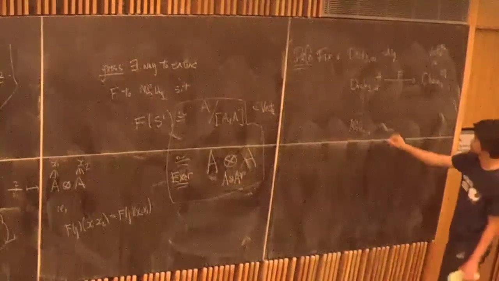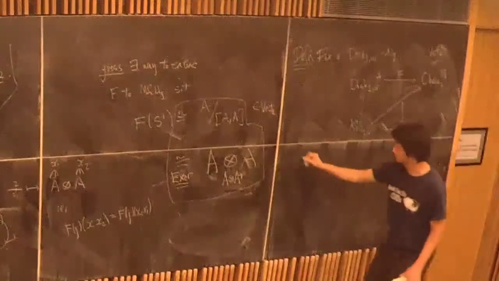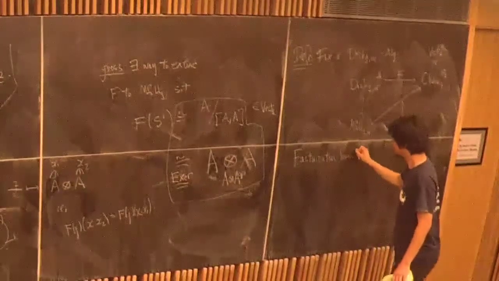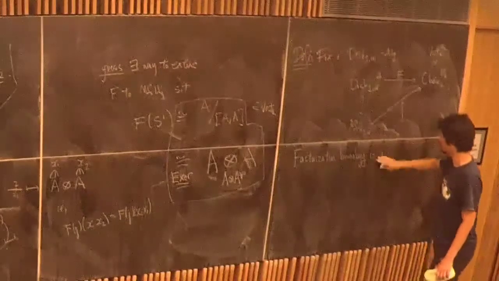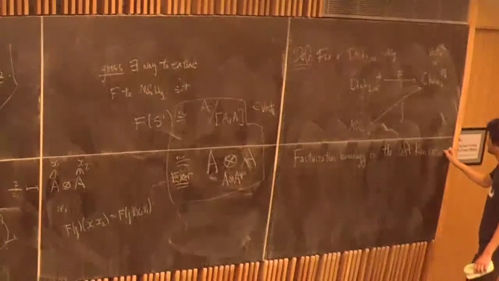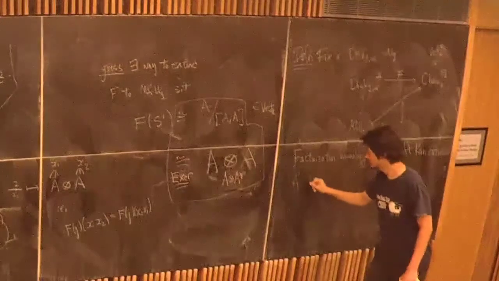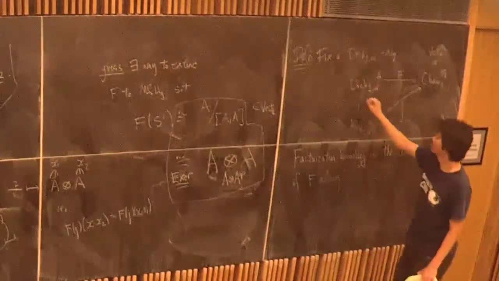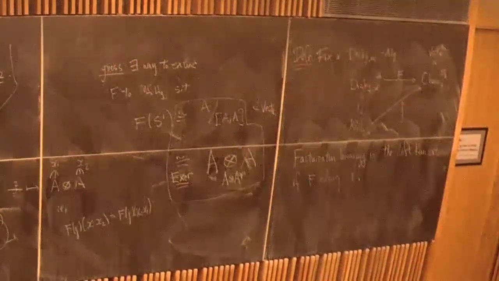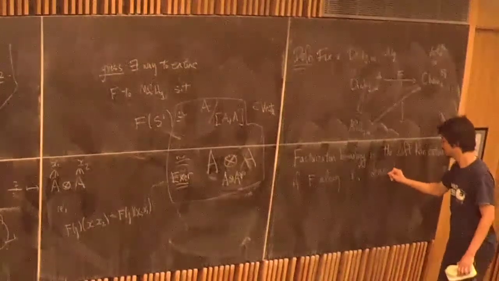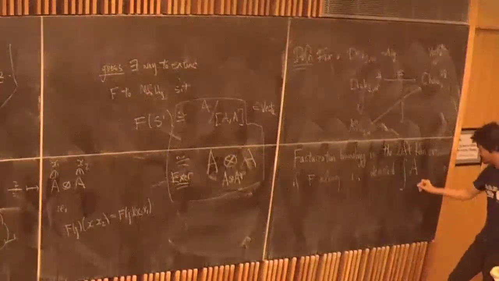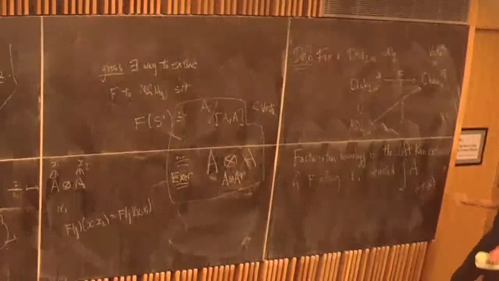The definition. Factorization homology, and I'll define this in just a second, is the left Kan extension of capital F along the canonical inclusion of all disks into manifolds, so the inclusion of categories. Okay, and it's denoted as an integral sign with A, where A here is the algebra that we get by applying F to the real line.